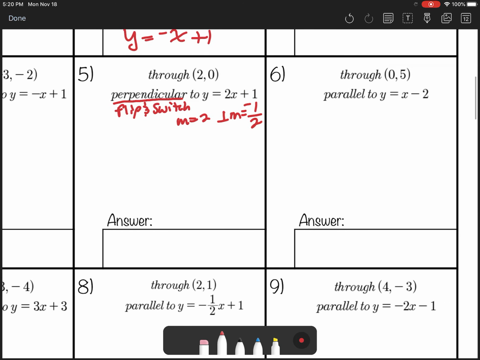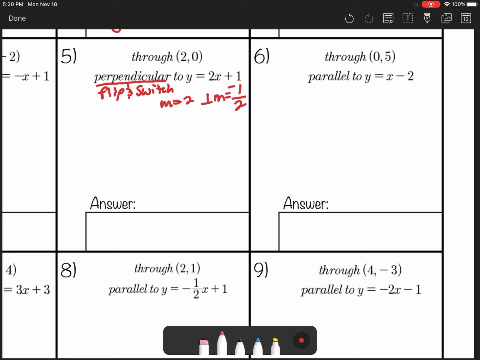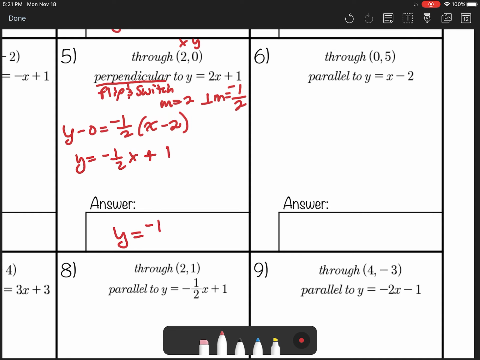Now, just like we did with number 4, or rather number 2, I'm going to write an equation through that point and that slope. So now this is going to become y minus 0 is equal to negative 1/2 times x minus 2, because this is my x and this is my y. That's going to become y is equal to negative 1/2 x. Negative times a negative becomes a positive, and then that just becomes 1. So our answer here is y is equal to negative 1/2 x plus 1.